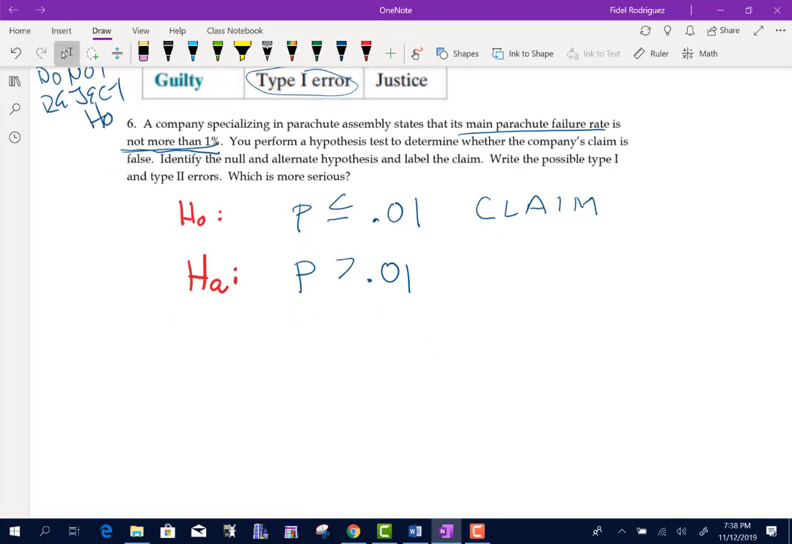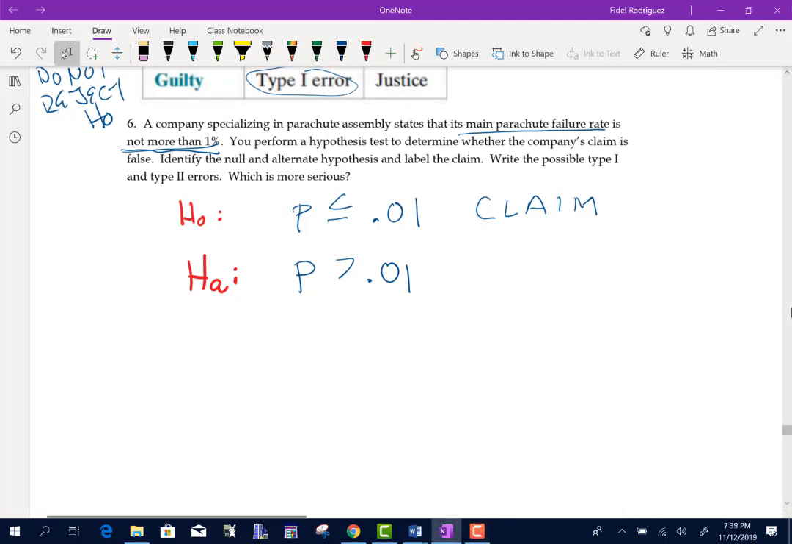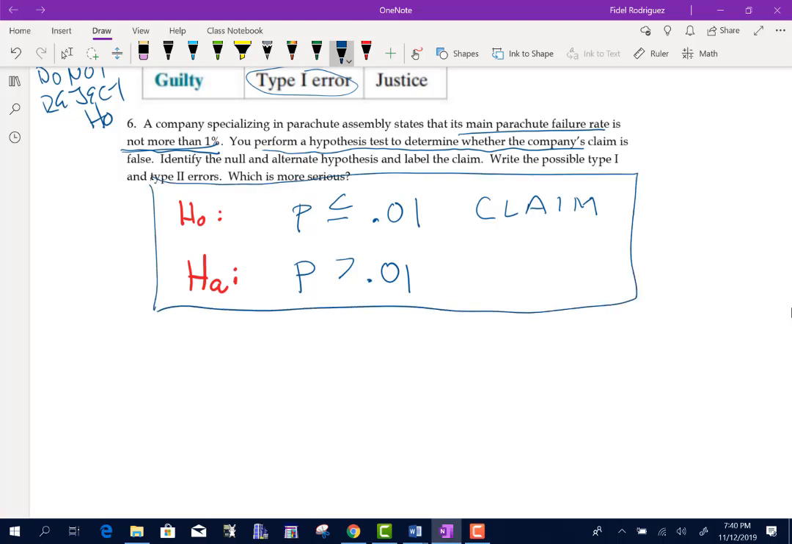All right, so give me one second, guys. I'm going to pause this real quick because I have another handout that I want to pick up. Okay, so guys, look what it's asking me for. It says, we're going to perform a hypothesis test to determine whether the company's claim is false. Identify the null and the alternate hypothesis and label the claim, which we already did. We've done this part here. And let's see. Write possible type 1 and type 2 errors. Which one is more serious, right?